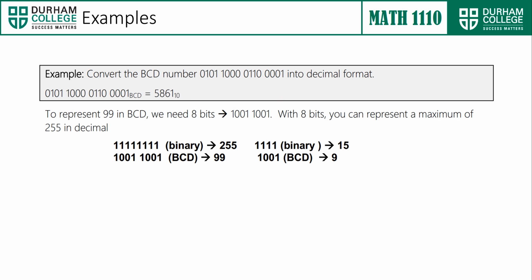Just like we were converting each number separately from decimal to BCD, we're going to do the same thing here. We can start from the right hand side or left hand side, really, it doesn't matter. But let's start from the left hand side. So what is this number really? In this number, it's a 4-bit number.